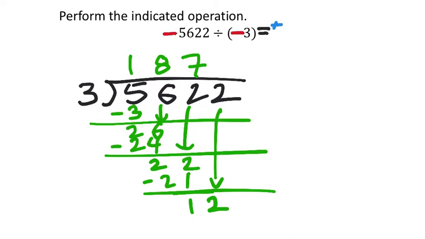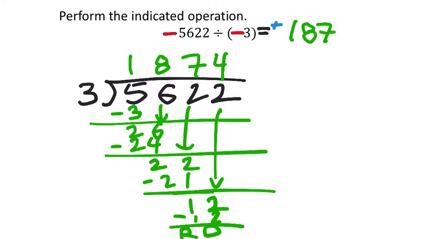Drop this other 2 to make that 12. 3 goes into 12 4 times. So we see it goes into it evenly. 4 times 3 is 12. And so our remainder here is 0. So our quotient there, 1,874, as part of the answer makes it positive. And again, I don't really need the sign for the answer there, but we know that it's 1,874.